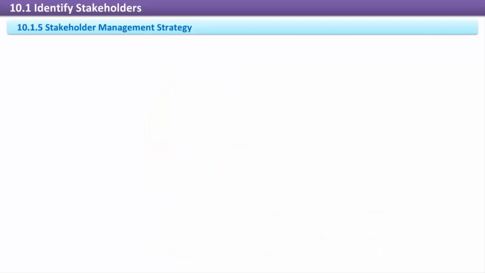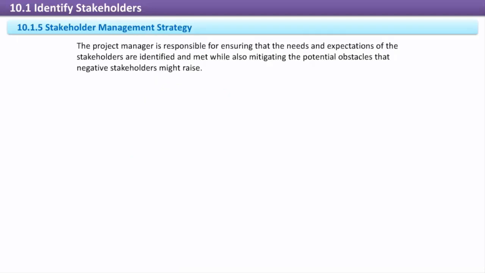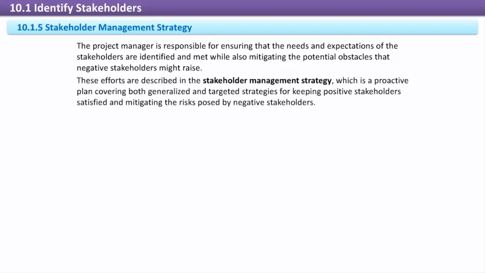Stakeholder management strategy. The project manager is responsible for ensuring that the needs and expectations of the stakeholders are identified and met while also mitigating the potential obstacles that negative stakeholders might raise. These efforts are described in the stakeholder management strategy, which is a proactive plan covering both generalized and targeted strategies for keeping positive stakeholders satisfied and mitigating the risks posed by negative stakeholders.